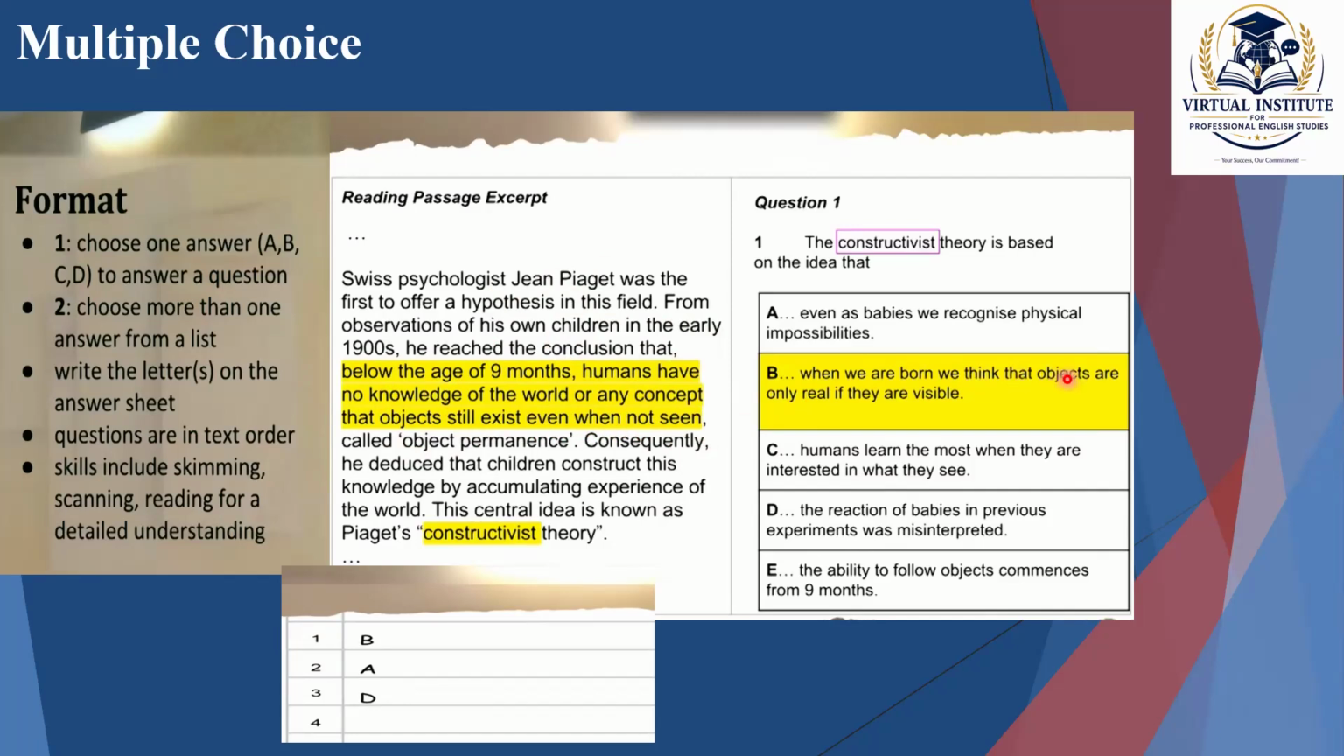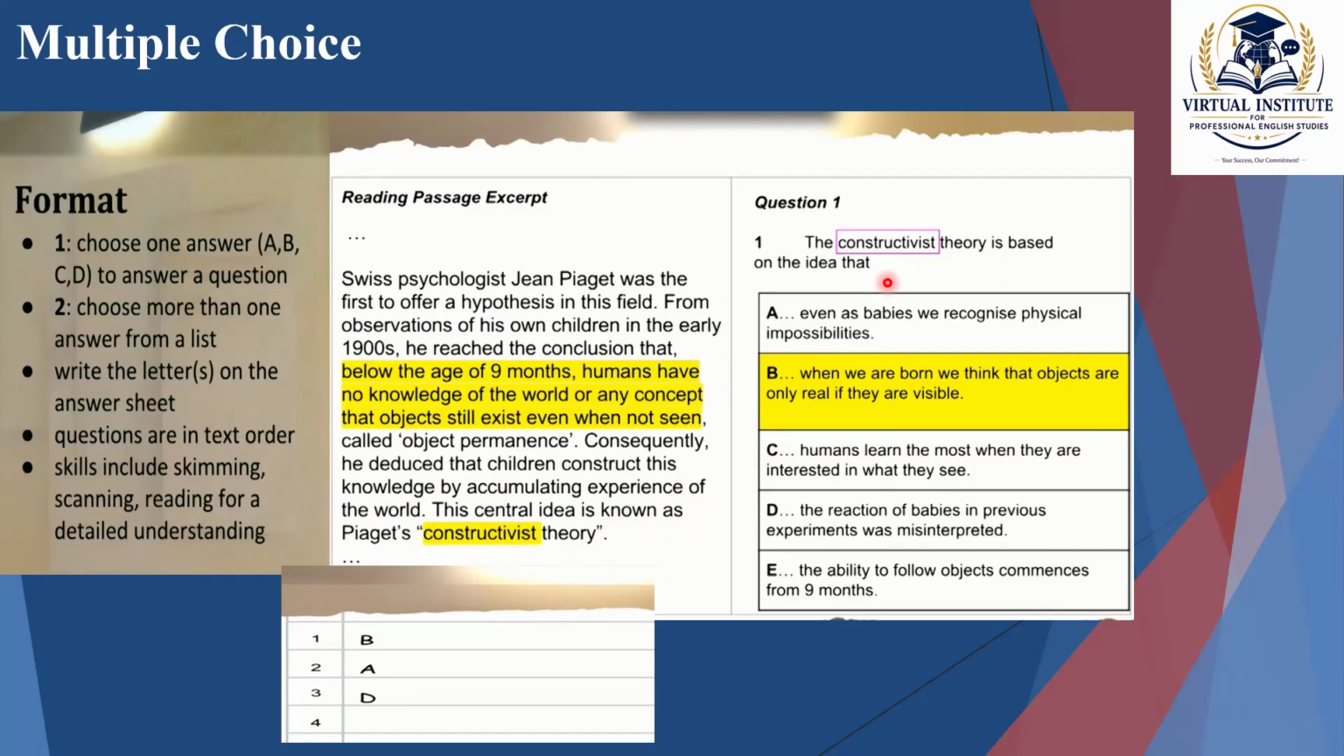When we are born, we think that objects are only real if they are visible, right? So you can see it here. Is it clear? And they call it object permanence. Consequently, he deduced the children construct this knowledge by accumulating experience of the world. This central idea is known as Piaget's constructivist theory, right? Sir, this theory is also included in our course. Yeah, psycholinguistics, probably. SLA, second language acquisition and psycholinguistics both are somehow relevant subjects, so they are included there, right?